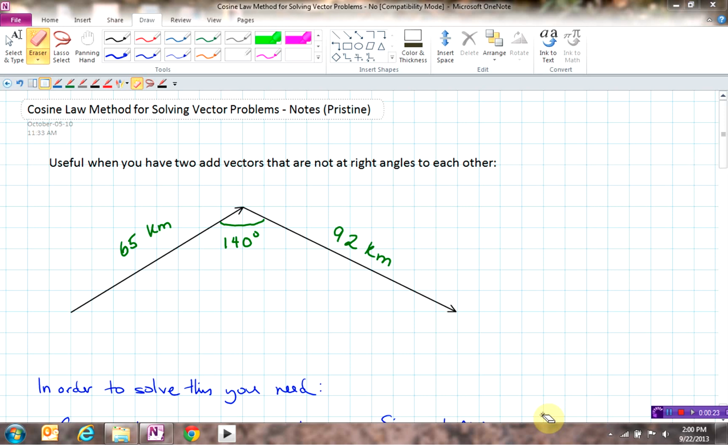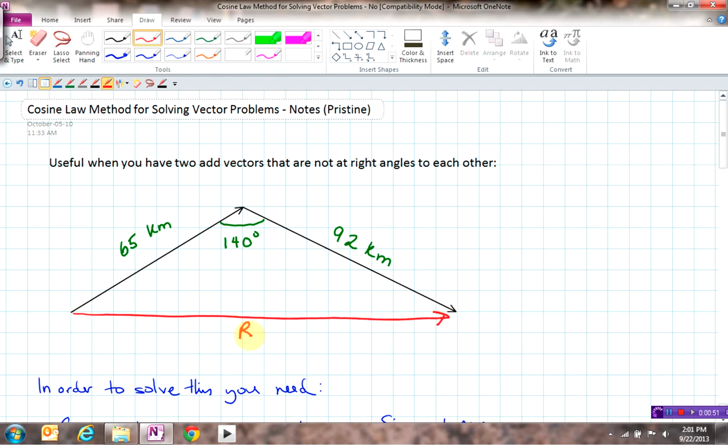So take a look at these two vectors. One is a 65-kilometer vector above the horizontal. The other is a 92-kilometer vector that's below the horizontal. They're added head to tail. The angle between them is 140 degrees. And eventually, I want you to be able to find the resultant vector. And the resultant vector will be a vector that's going to go along here like this somehow.